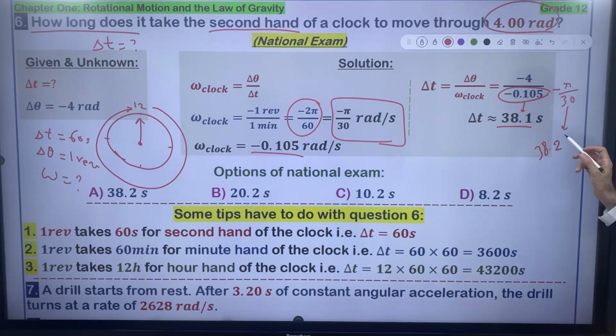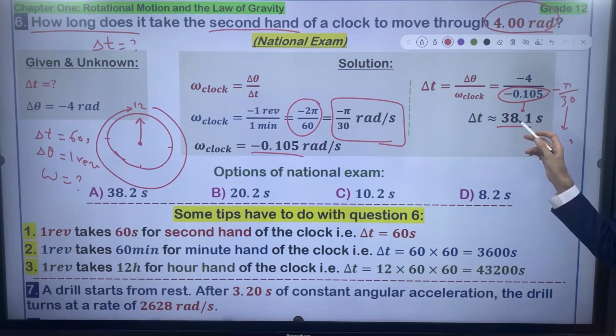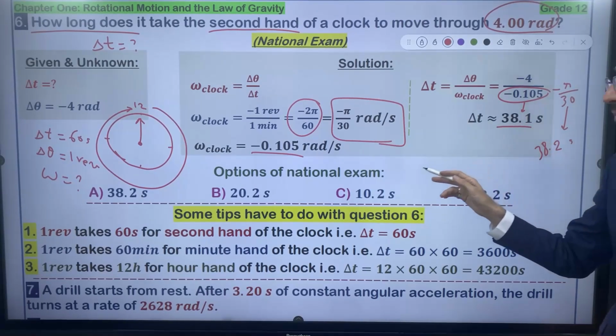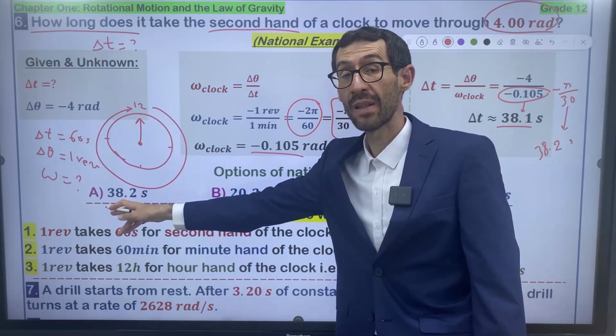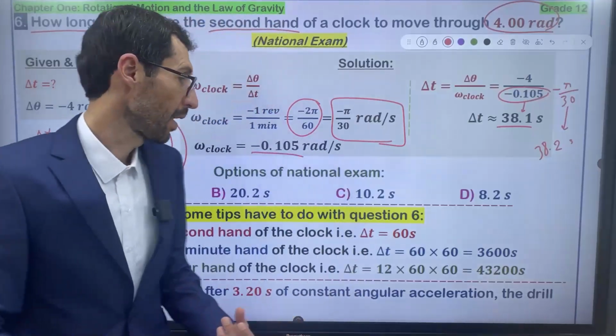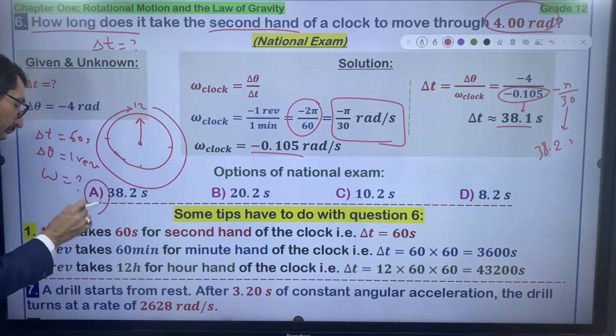And our answer was 38.1 second. So approximately I can say this value is very close to A. That's why you can circle A here, right?